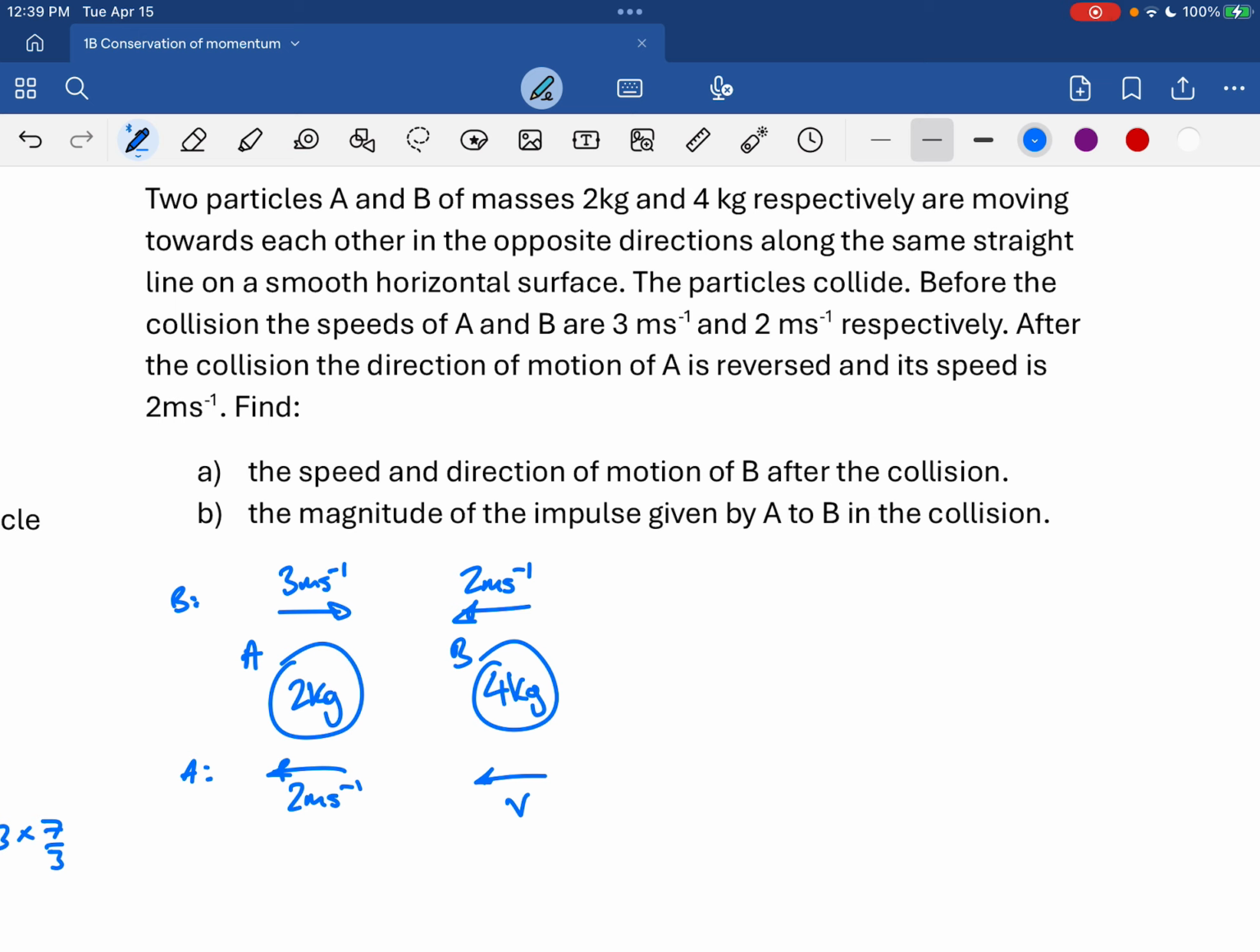So we're going to use conservation of momentum. So total momentum before will equal the total momentum afterwards. I'm going to take right as positive. So the total momentum before, we're going to have 2 times 3 plus 4 times negative 2. The total momentum afterwards, right being positive, will be 2 times negative 2 plus 4 times negative v. So we just tidy this up.